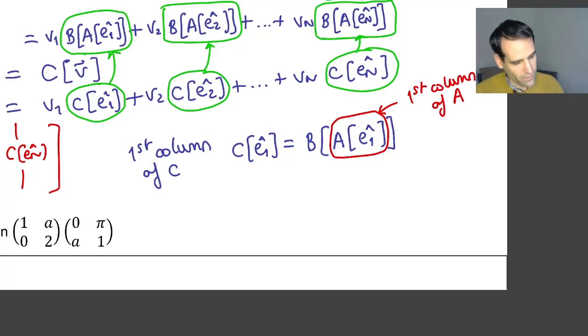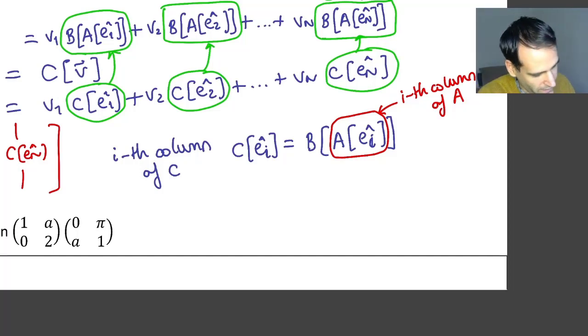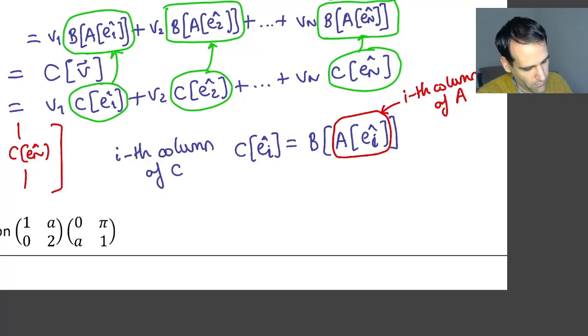Right? And this is true for any column. So if instead of saying first, we say the ith column, yeah? This means that wherever I have a 1, I put an i. And this is the ith column of A. So we see that the ith column of C is basically the ith column of A multiplied by matrix B.